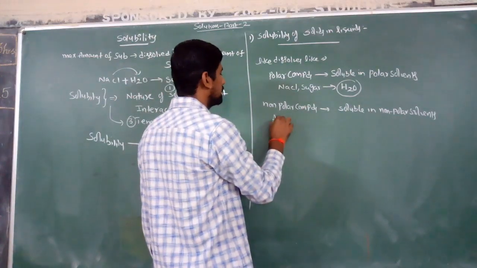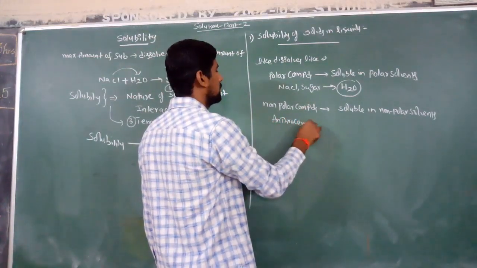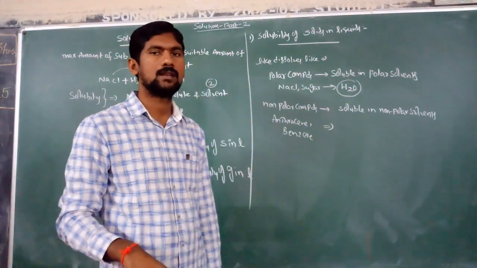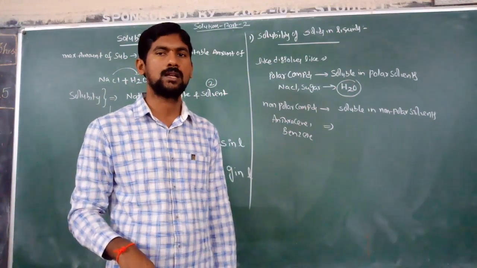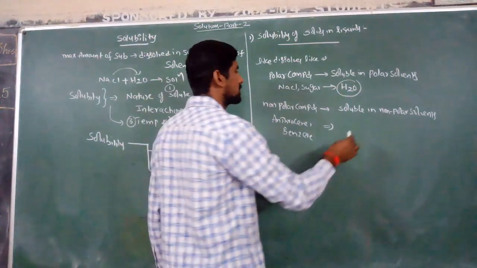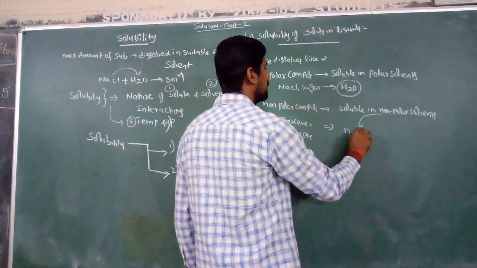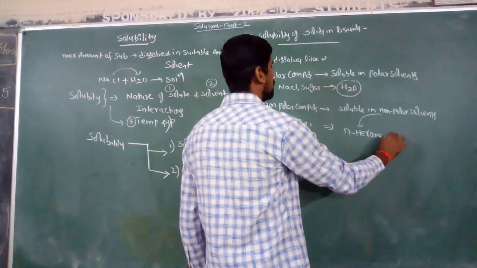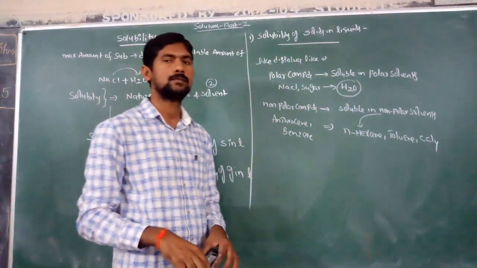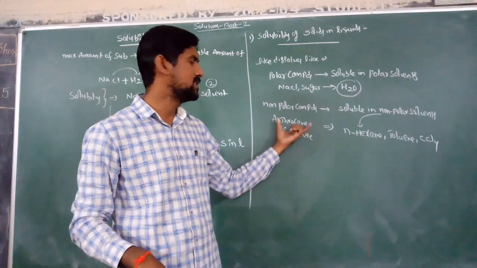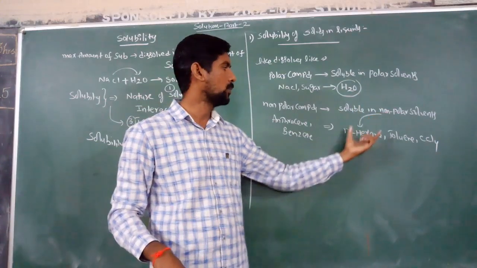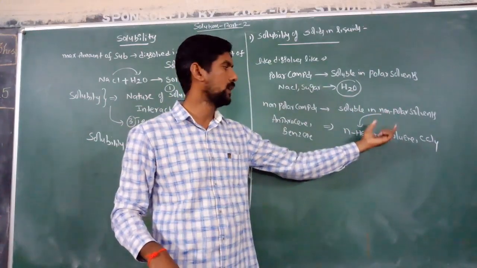Non-polar compounds, for example, anthracene, benzene. Hydrocarbons are non-polar. Generally, hydrocarbons are non-polar in nature. So these non-polar compounds are soluble in non-polar solvents like n-hexane, chloroform, carbon tetrachloride, etc. Benzene and anthracene are hydrocarbons. These are highly non-polar. These are soluble in non-polar solvents like n-hexane, toluene, and CCl4.